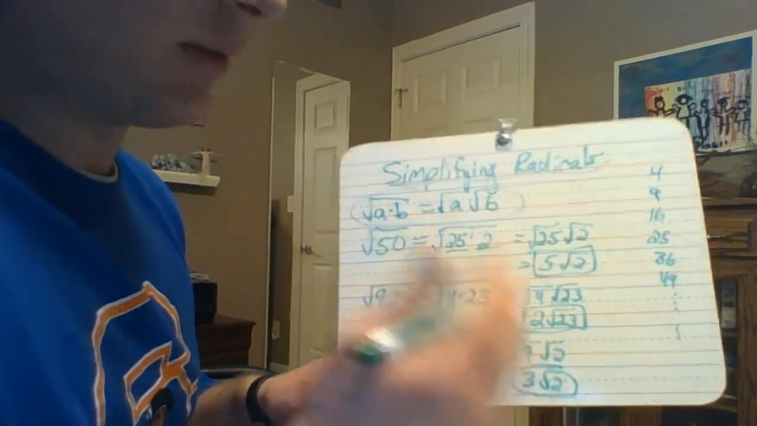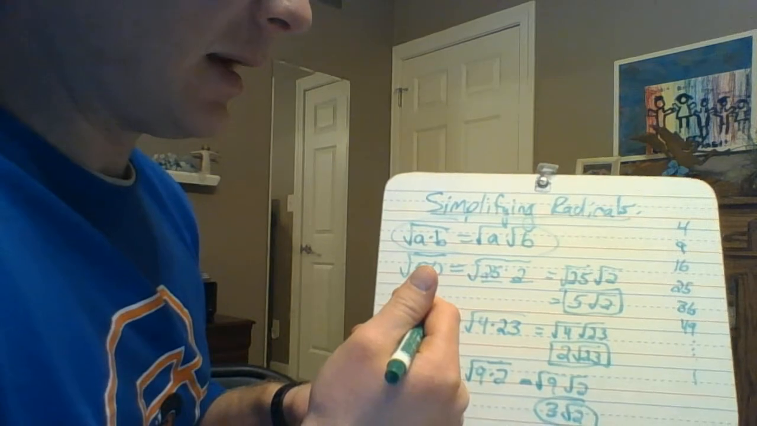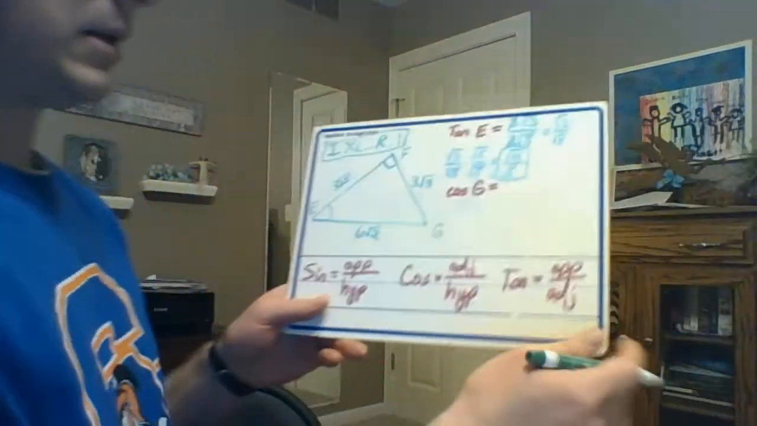Okay, so that's a quick run through of how to simplify radicals. I believe you guys have technically seen this a little bit in Algebra 1, but here it is again. All right, back to this.